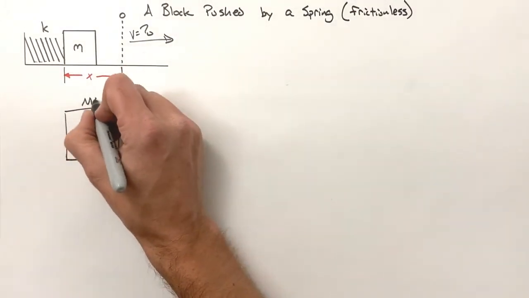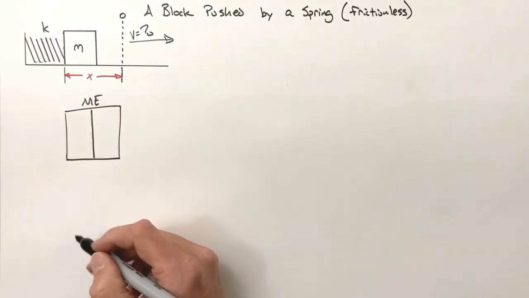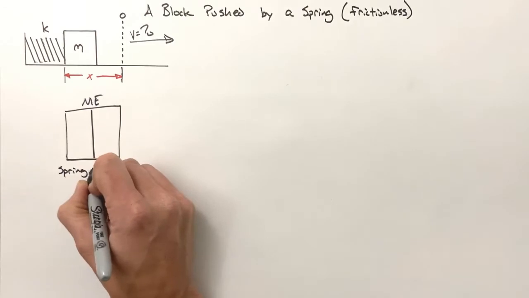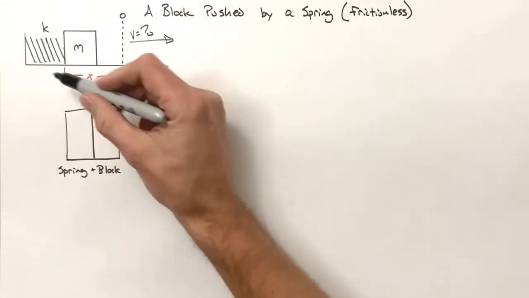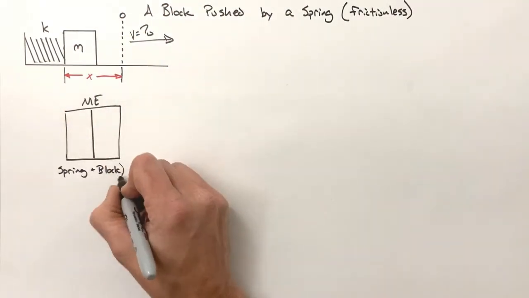So I want to look at the mechanical energy of this system. And when I say this system, I don't just mean the block here. What I'm actually talking about is the spring and the block. I want to look at the two things together as one unit, because that's everything that's going on in this problem, the spring and the block.